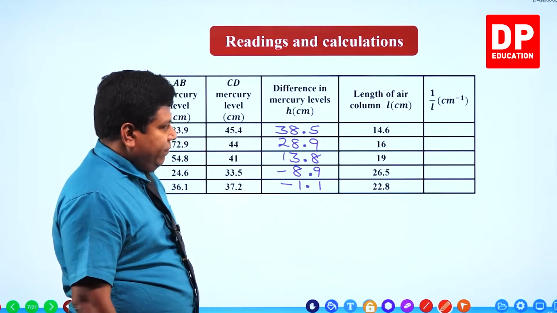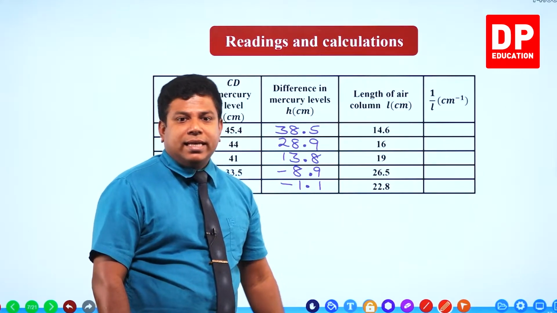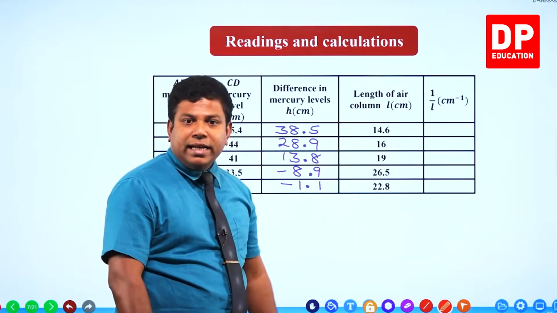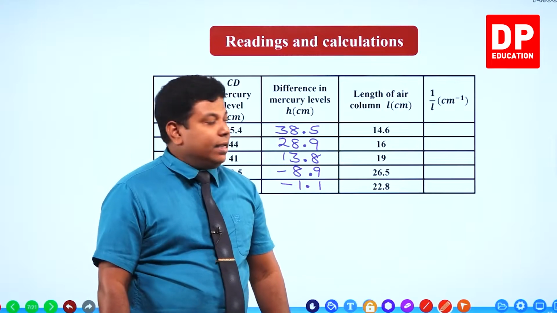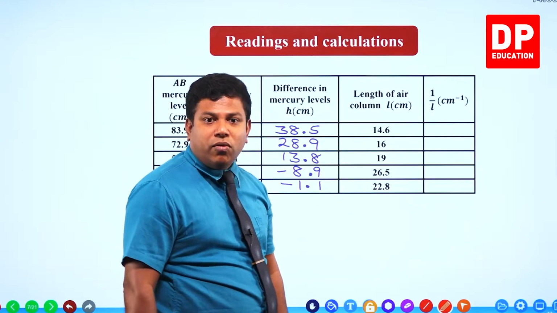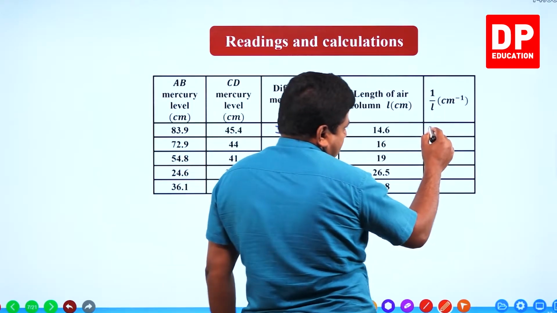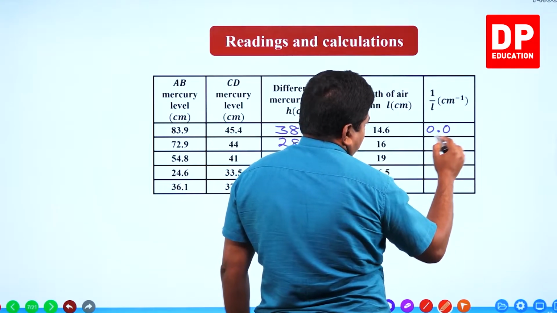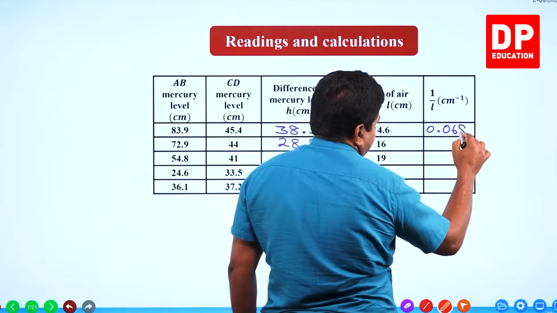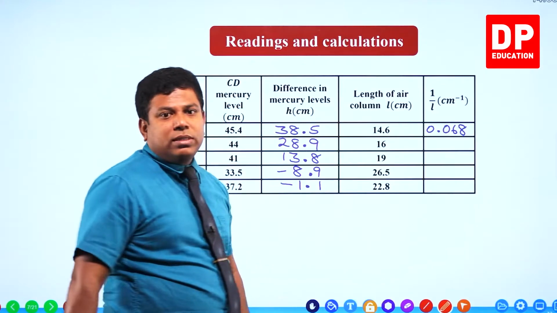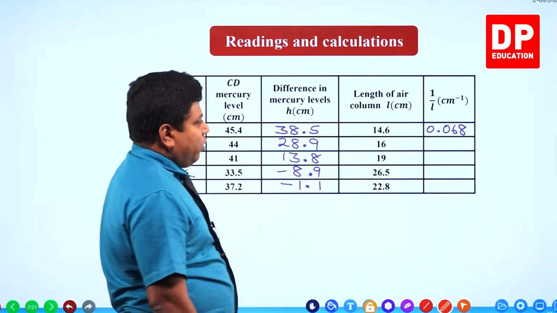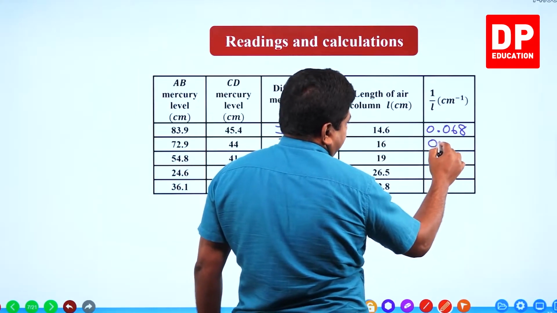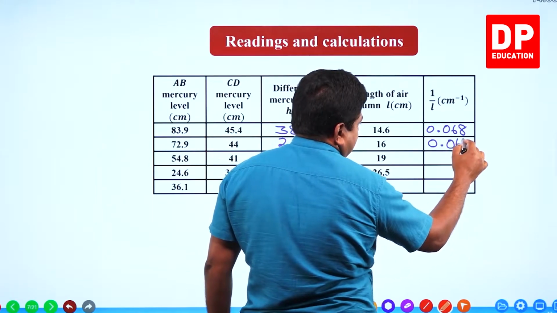And for 1 over L, we have L readings 14.6, 16, 19. One by one we are going to calculate 1 over L. 14.6, 1 over 14.6 will be 0.068. 1 over 16 will be 0.063.